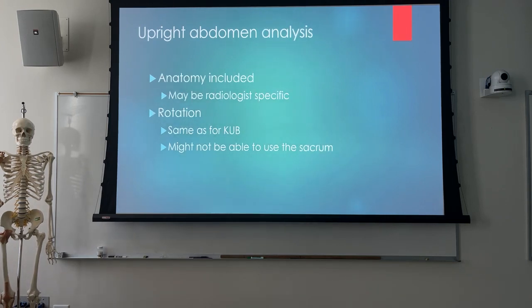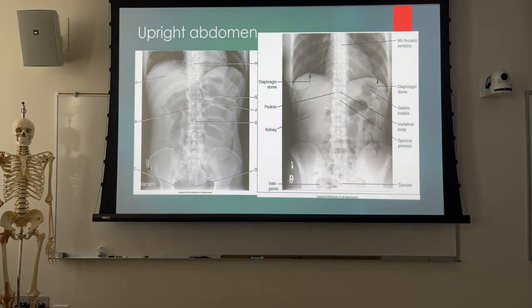All right, so anatomy included, we just talked about that, maybe radiology specific. Rotation is the same, but if we're shooting our upright to include the diaphragms, then you might not be able to use the position of the sacrum inside of the pelvis. So upright abdomen, we're looking for bowel patterns. We're looking for air fluid levels to indicate whether or not we've got a bowel obstruction. So everything is the same.